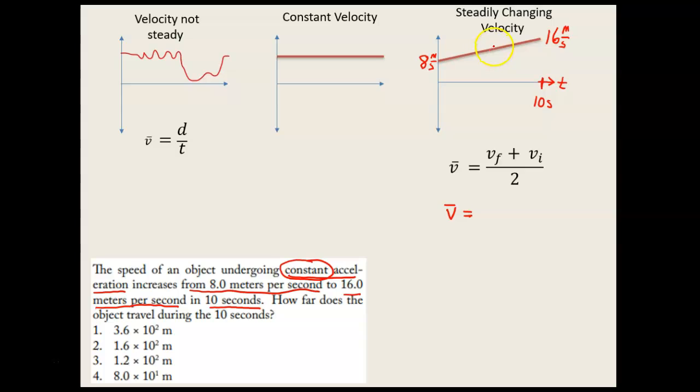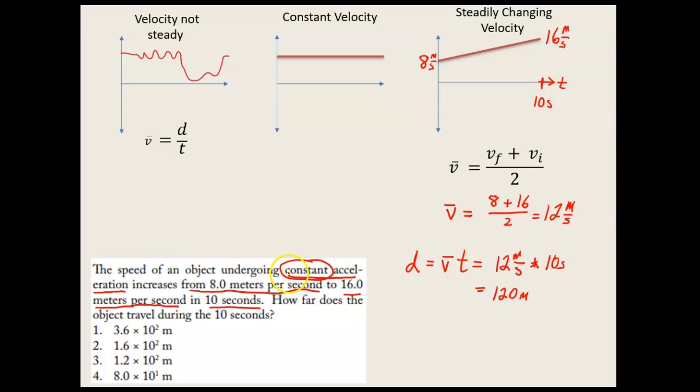8 plus 4 is 12. 12 plus 4 is 16. So our average velocity, 8 plus 16 divided by 2, equals 12 meters per second. Okay? And then we can simply answer our question. Our distance is our average speed times time, or our displacement is our average velocity times time. Well, our average is 12 meters per second in the positive direction, times time was 10 seconds. So this should be 120 meters.